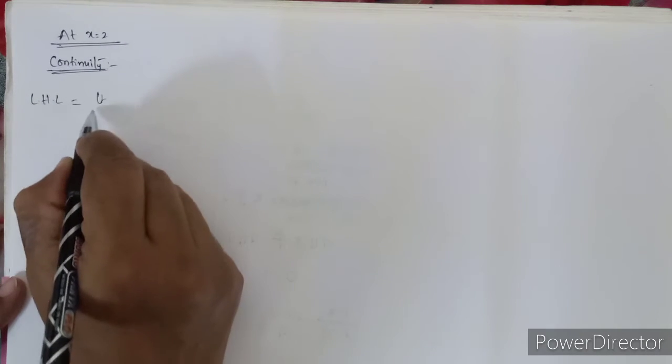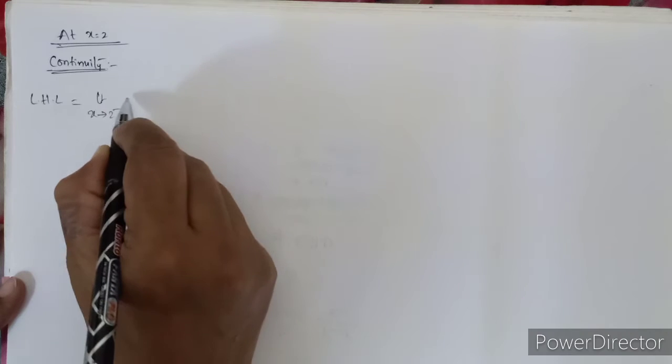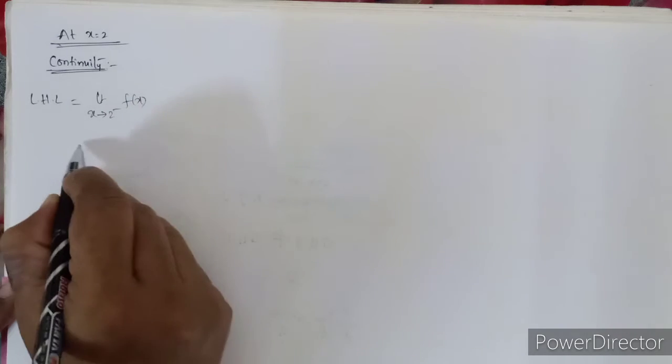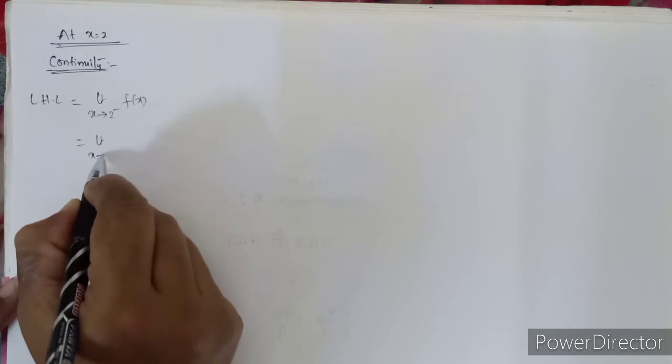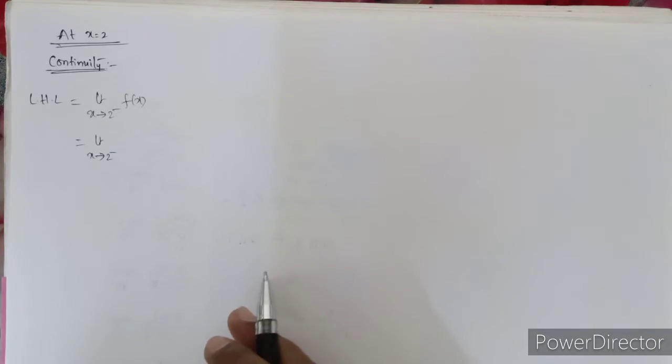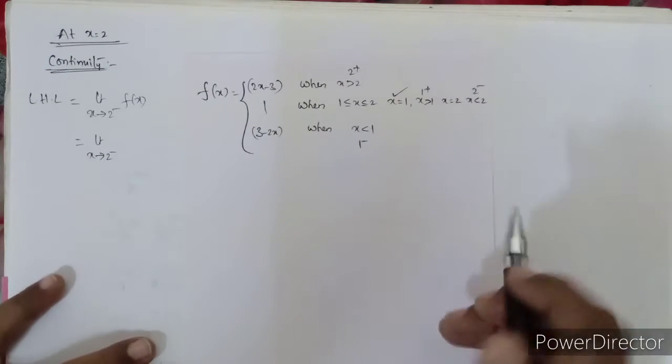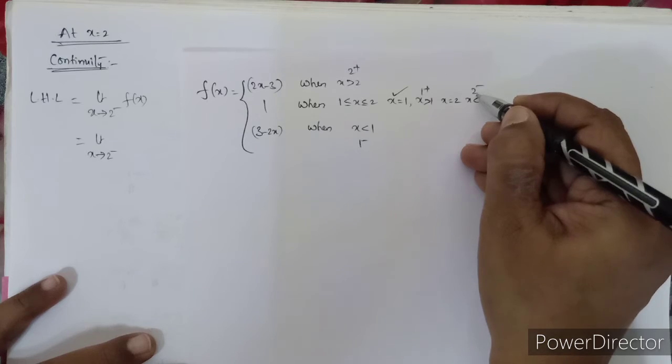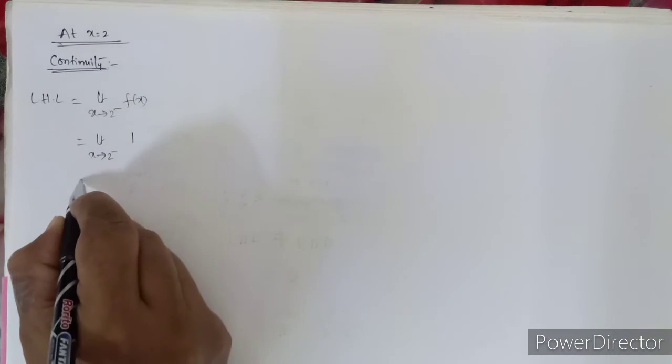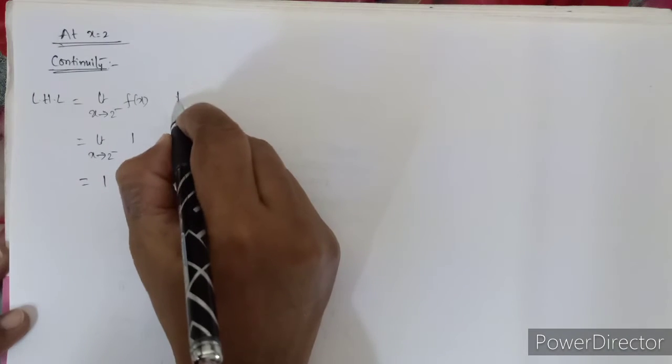Now, we check continuity and derivability at x is equal to 2. First, continuity. Left-handed limit of f at 2. Limit x tends to 2 minus f of x. When x is in negative neighborhood of 2, f of x is 1. Therefore, limit of constant is constant. Now we'll see right-handed limit.